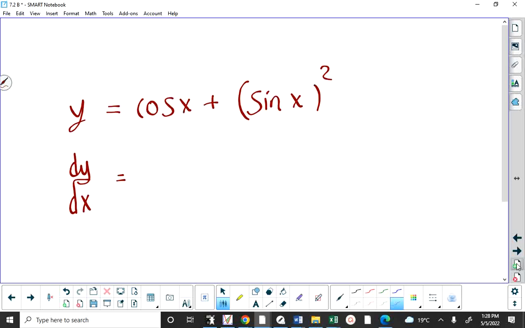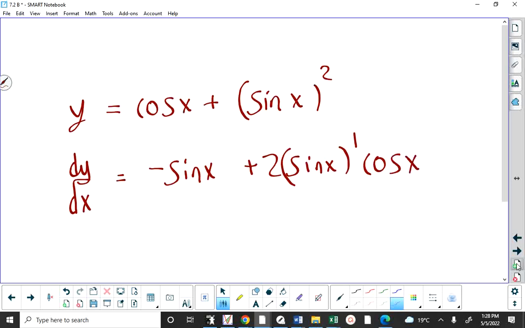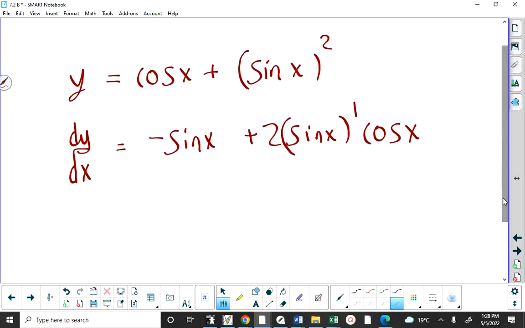Derivative of cosine is negative sine. The derivative of sine of x quantity squared is 2 times sine of x to the 1 times cos of x. I'm using the power rule. I'm wrapping the 2 around the sine of x, which stays the same. I'm dropping 1 from the exponent, and then I'm multiplying by the derivative of sine of x. Okay, all right. Well, let me just clean it up.